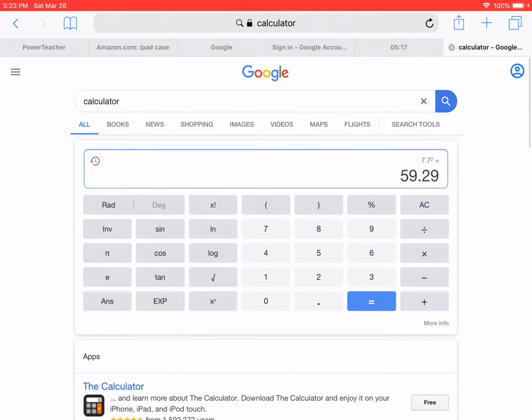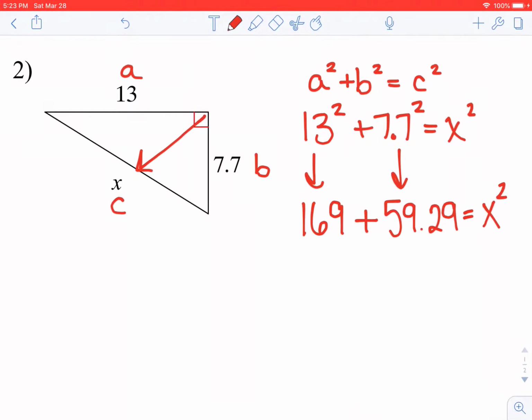I already have 59.29 on my calculator, so I'm just going to immediately hit the plus sign and add this with 169. Notice it's the reverse order of what's on my paper. That doesn't matter. Remember, with addition, the order of the terms doesn't matter. 2 plus 1 is the same thing as 1 plus 2. I can flip the order of the terms and it means the same thing. I'm going to hit enter and get my result. 228.29. 228.29 is equal to x squared.